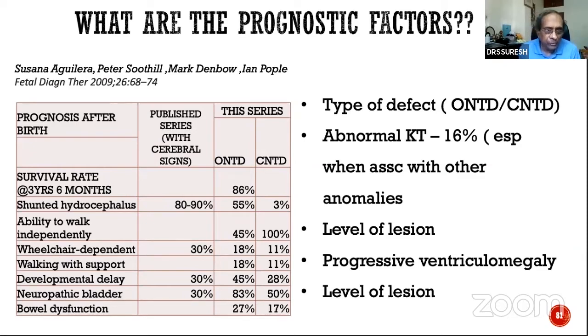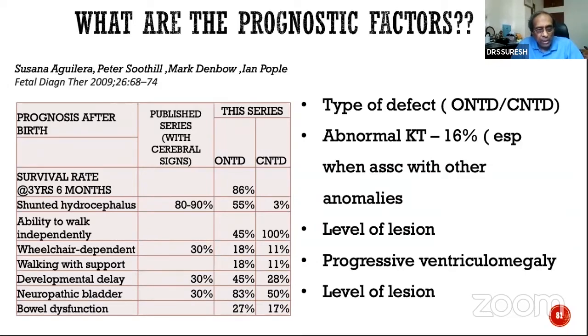The main factors we are concerned with are whether this ventriculomegaly will increase and shunting will be required, the ability to walk independently or whether they will be wheelchair dependent or walking with support, developmental delay, neuropathic bladder, and bowel dysfunction. Of these, you will find that neuropathic bladder is found in a large number of patients, and of course everything depends on the level at which the lesion is.